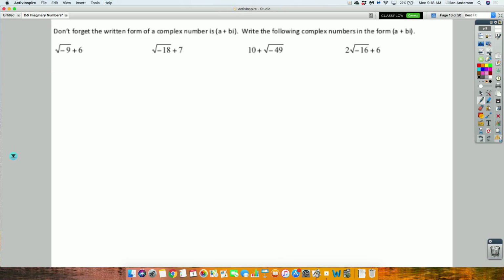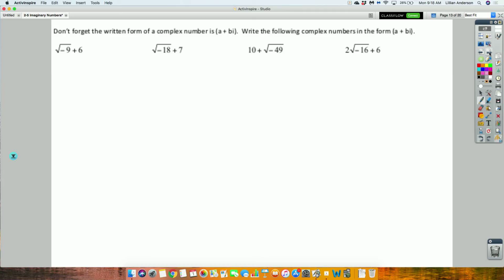A complex number, so this is one that's not a real number, is written in the form of A plus BI, where A represents the real part and BI represents the imaginary part. Together, a real part with an imaginary part make a complex number. So, we're going to write each of these in the form of A plus BI.